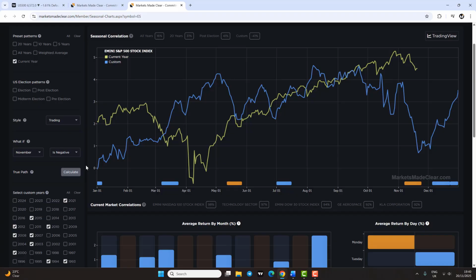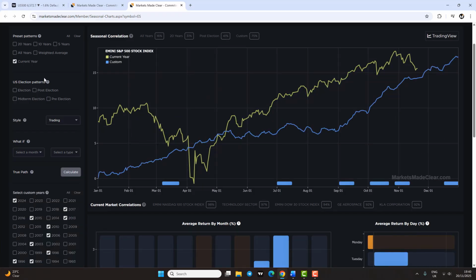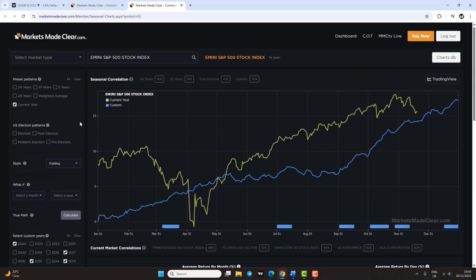So we have ways of digging in deeper. The last one we can look at is sort of a custom one. It's True Path, which is basically asking the software to go and find all the years that match current price, that are closely aligned with current price. And again, it suggests we continue to push higher through to the end of the year.